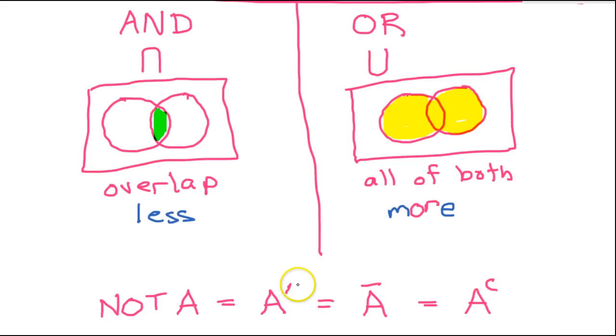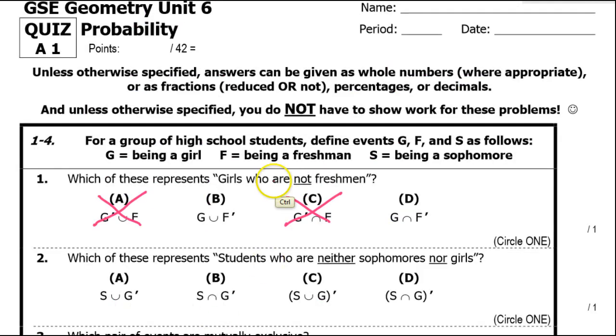So we are talking about the overlap between girls and not freshmen. The picture doesn't really match very well, but we're talking about the overlap between these two sets. We want to be a girl and not a freshman at the same time. So we will be a girl who is not a freshman. That's why the answer is going to be D and not B. Girl and not freshman is a girl who is not a freshman.